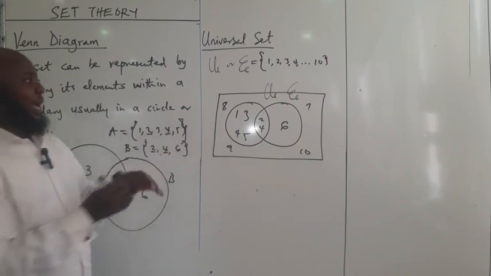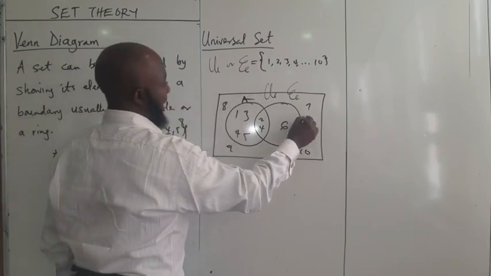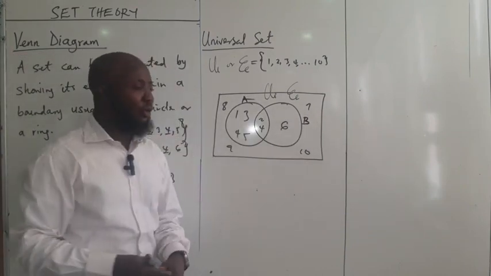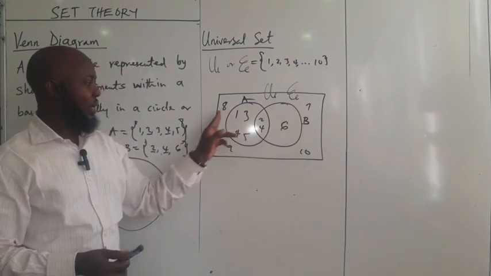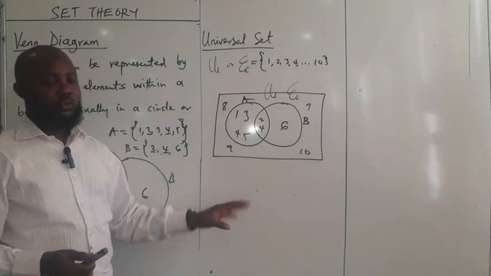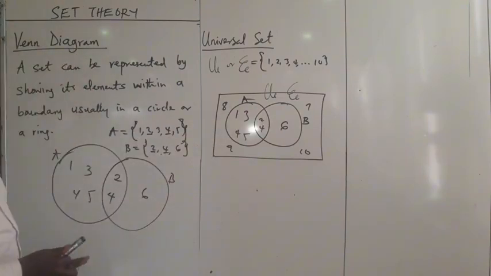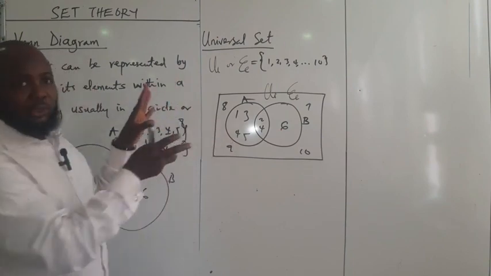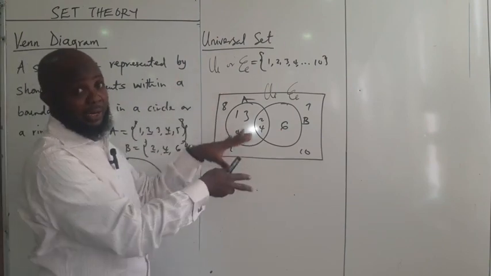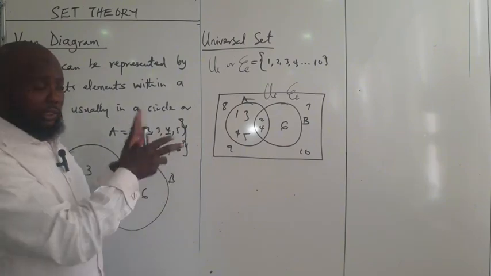So some are in A, and some are in B. Why are some neither in A nor in B? Because those are the ones we have outside the circles. So what is this all referred to as? A Venn diagram. We are still going to look at how to solve problems on this kind of Venn diagram. That's what we're going to look at in this video.